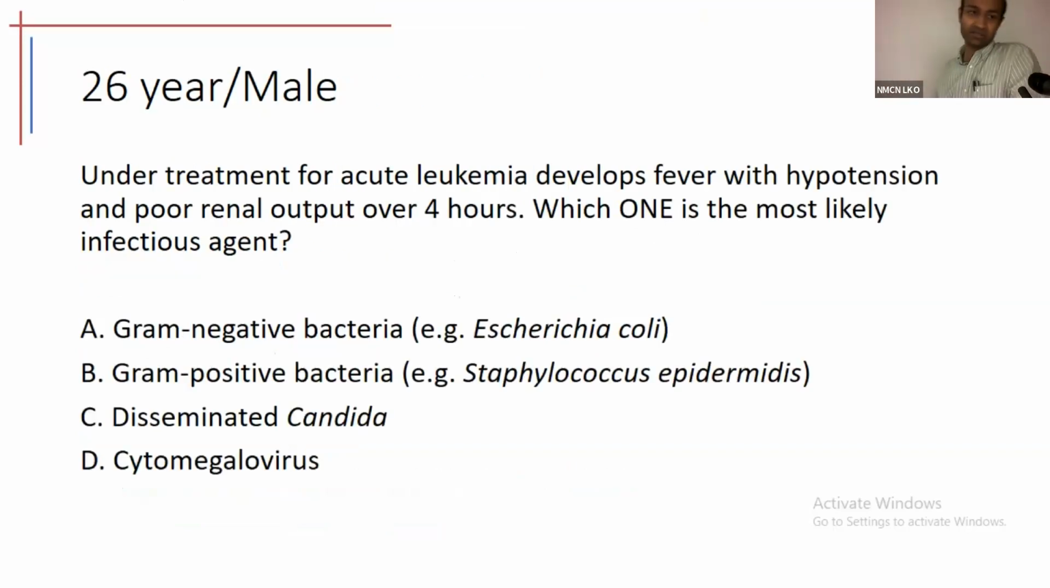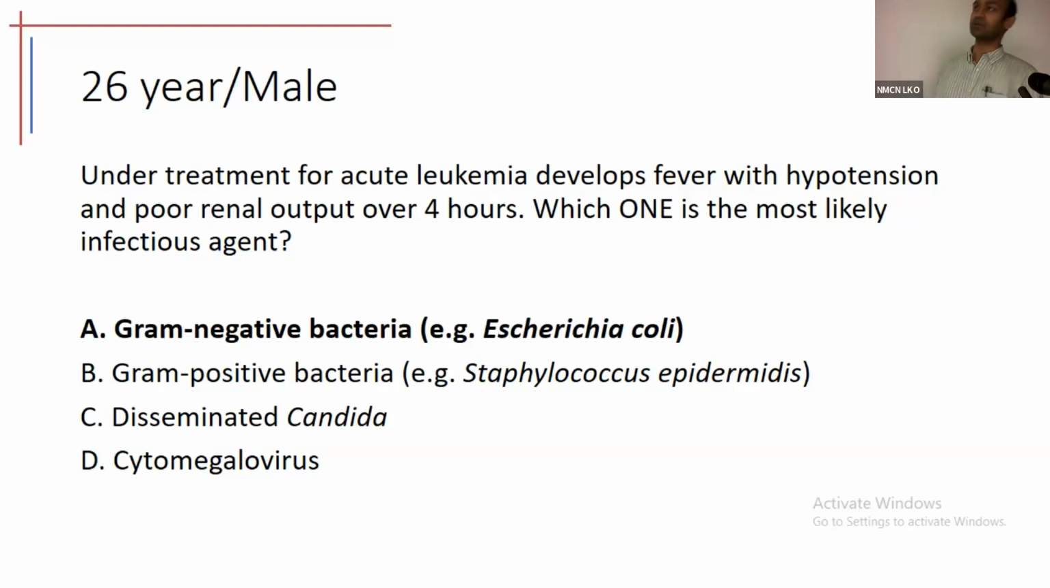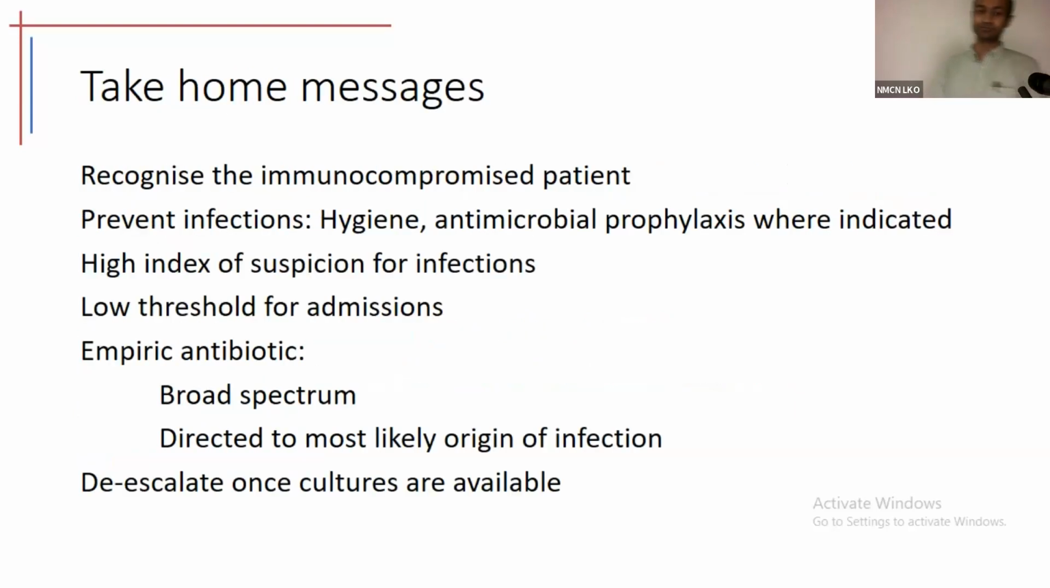Okay, so this is the last case. A 26-year-old male who's under treatment for acute leukemia develops fever with hypotension and poor renal output over 4 hours. Which is the most likely infectious agent? Yeah, so gram-negative bacteria, right? E. coli. So gram-positive sepsis in the setting of any immunosuppression is rarer as compared to gram-negative sepsis. So E. coli here is the answer.